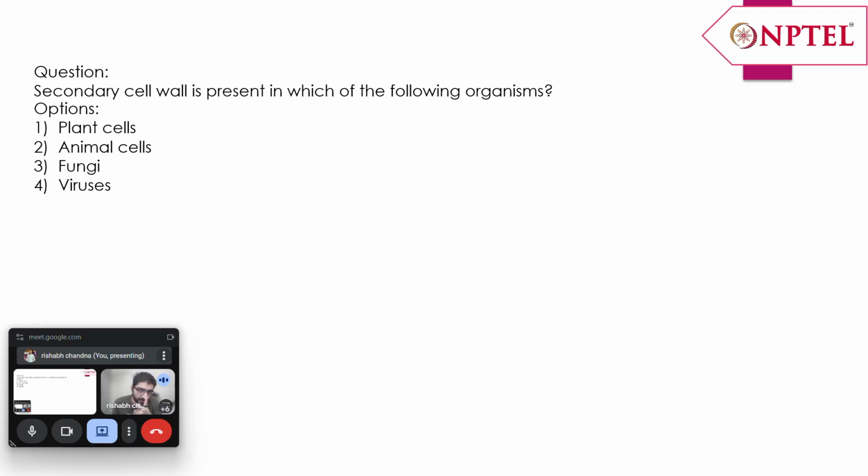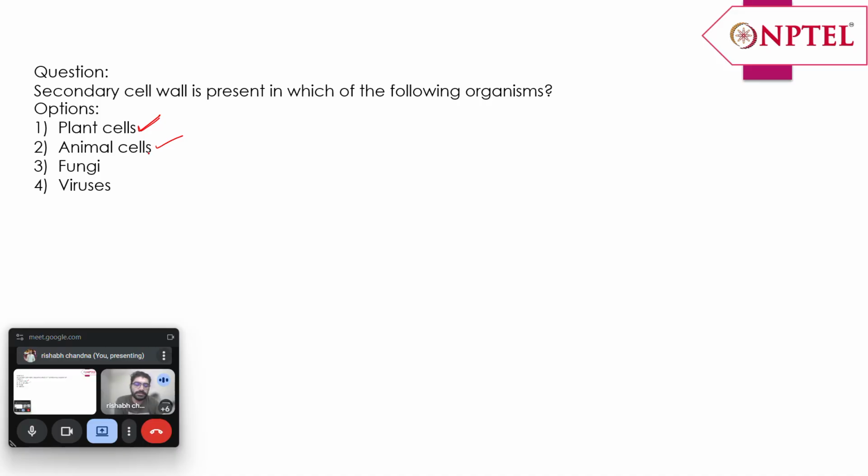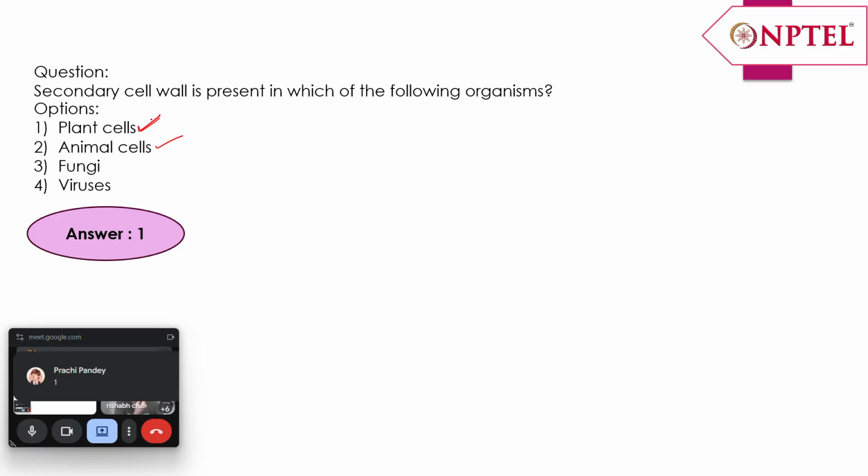Secondary cell wall is present in which of the following organisms? So, what can be the correct answer? Yes, the correct answer is option one, plant cells. So, they have a secondary cell wall.